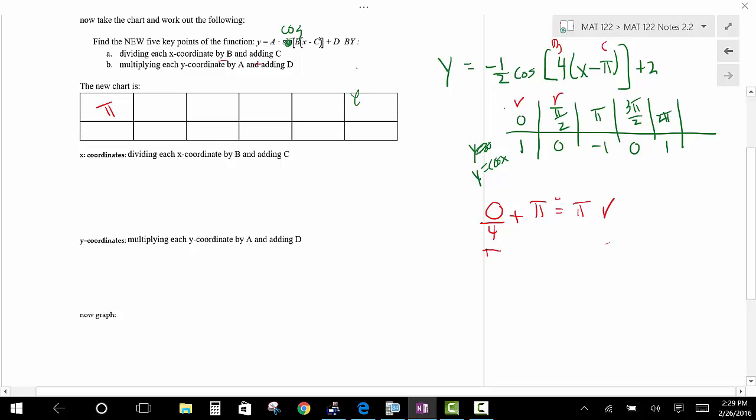Do the same thing. Take pi over 2, divide it by b, add c. So that's going to be pi over 2 times a fourth plus pi. So that will be pi over 8 plus, and I'm going to change this to 8 pi over 8, like that. So you divide by 4, and then you add the next value like that. So that's going to be 8 pi over 8. That will be 9 pi over 8.